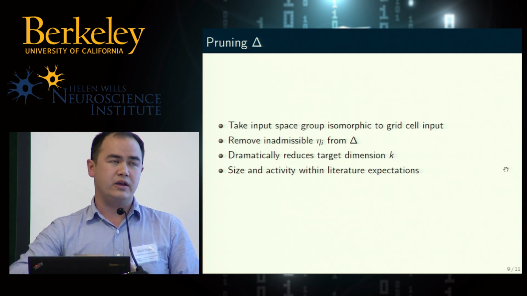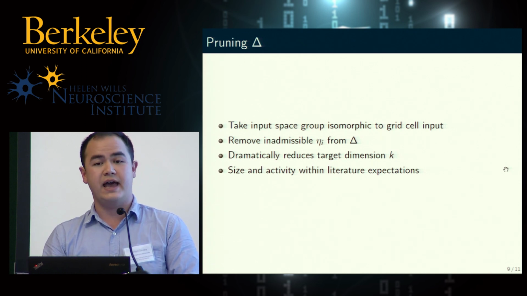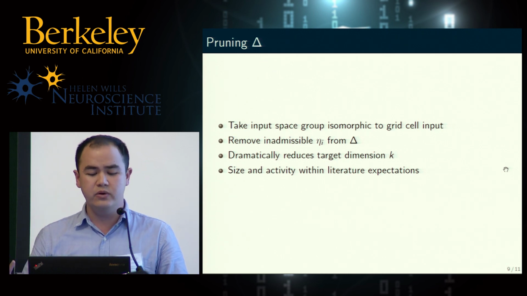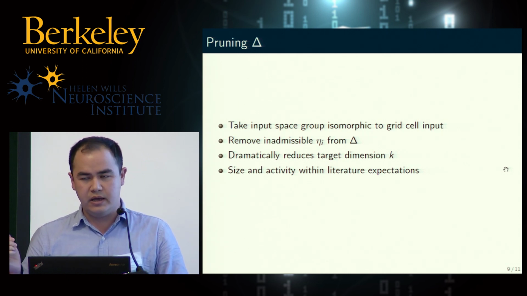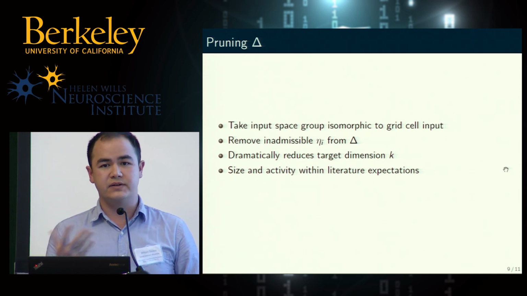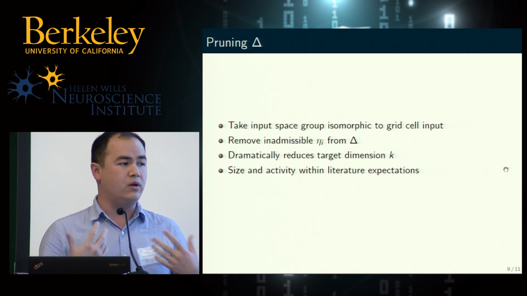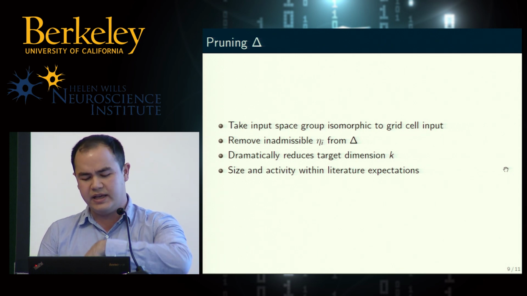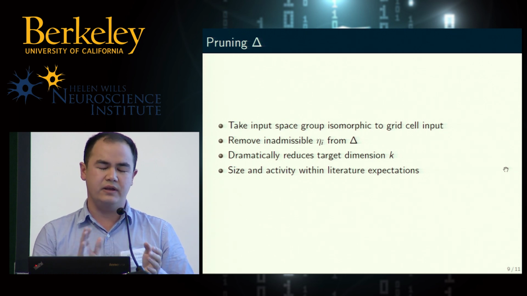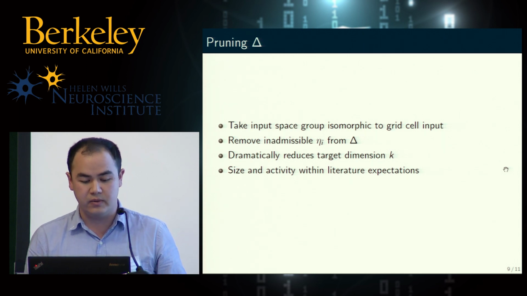What that means, since it's group isomorphic, is that it's equivalent in terms of structure, but also in terms of operation. So those nice properties like the redundancy and the carry-free arithmetic are still reflected in this isomorphic space. And then we just remove the parts of delta that can't happen. What results is that we can dramatically reduce the size of the target space, and we can construct bounds for how large it will be. It gets a little fuzzy because it depends heavily on the periodicity and the spacing of your grid cells, but in general, we can still write good bounds for it.